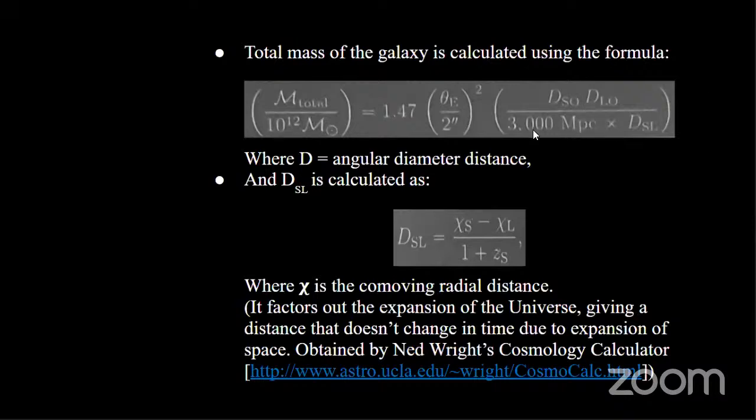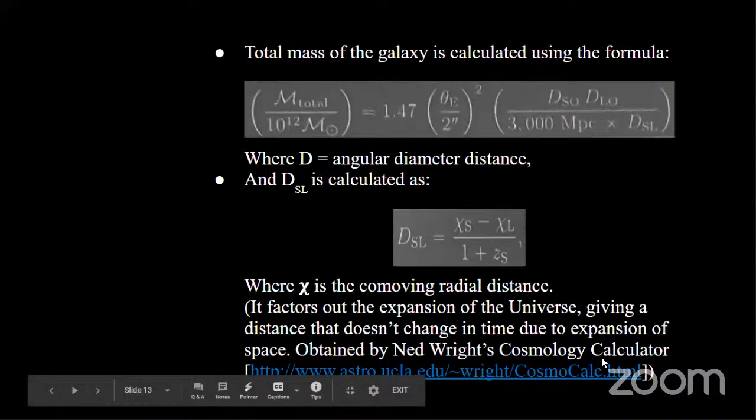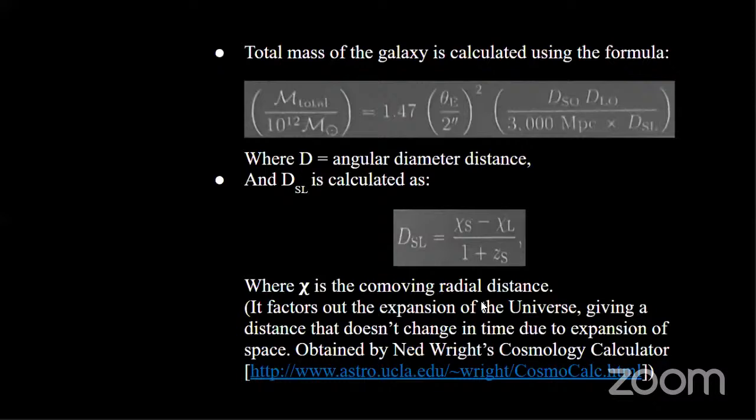These values are usually calculated using a software called Ned Wright's cosmology calculator, where chi is the comoving radial distance, which is a factor that factors out the expansion of the universe, giving a distance that doesn't change in time due to expansion of space.